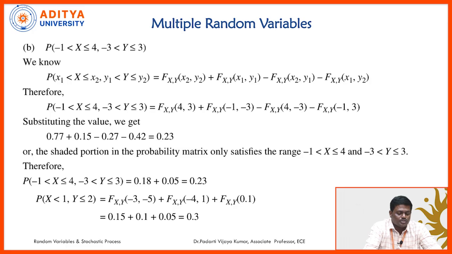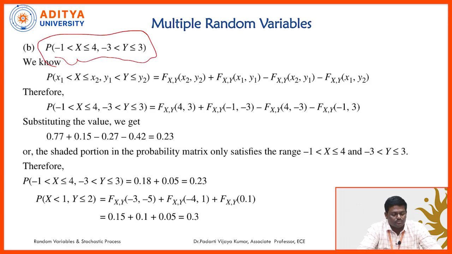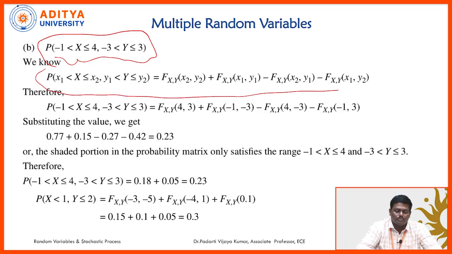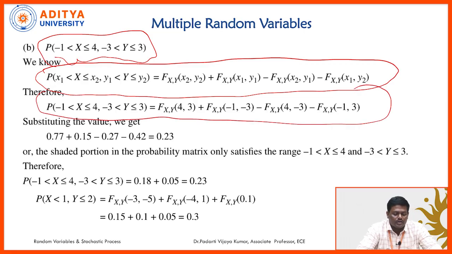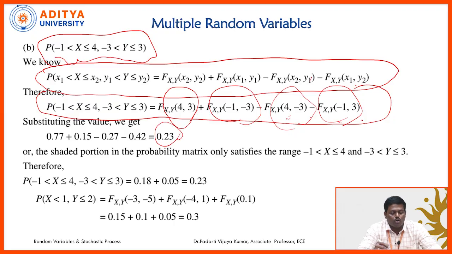And also they asked us to compute the probabilities for different ranges. So minus 1 less than x less than 4, minus 3 less than y less than 3. So we have got one property. If I want to compute the probability between any two limits, this is the formula I will apply. So based on this, the formula will be Fxy of x2 comma y2, that is 4 comma 3, minus x1 comma y2, that is minus 1 comma 3, minus x2 comma y1, that is 4 comma minus 3, plus x1 comma y1, minus 1 comma minus 3. So these probabilities are already given to us in the form of a table. Substituting it, we will get 0.23.